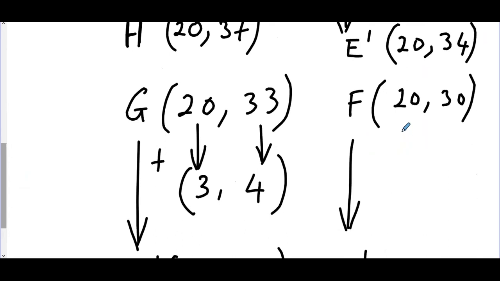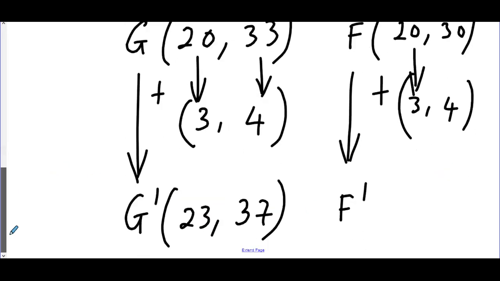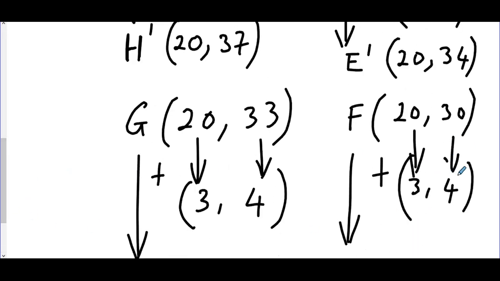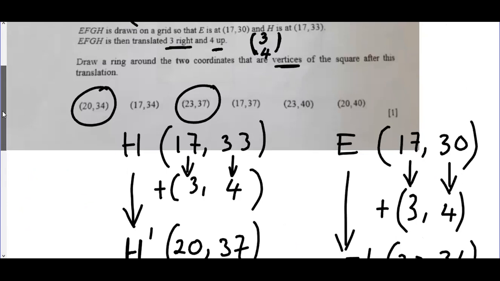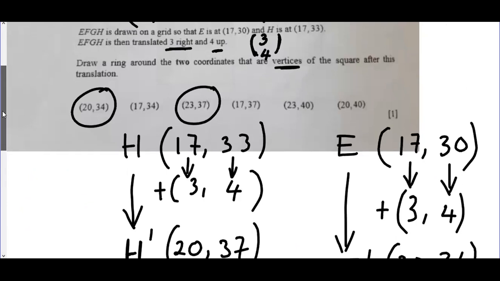Okay. So when we add the translation vector, which is 3, 4, this becomes 23, comma, and lastly, this becomes 34. So we have 23,34. And do we have 23,34? No, we don't. And this marks the end of this question, because they say draw a ring around 2 coordinates. So the first coordinate is here, another coordinate is there. So you draw a ring around that, okay?